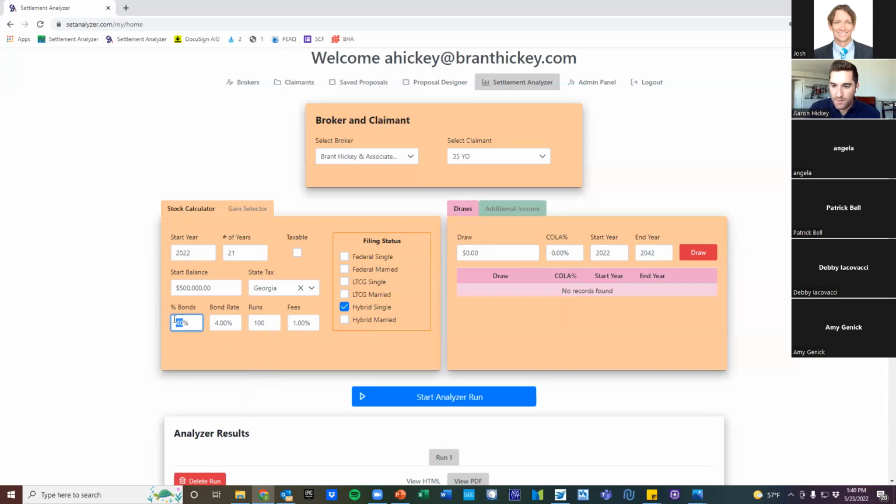Same principle going forward. Perhaps this couple is going to be a little more aggressive. So they're going to put 70% into stocks and only 30% into bonds. We'll keep our number of runs and iterations the same, our bond rate the same, and we'll say our management fees are the same as well. We will change it to a hybrid married tax bracket because we're going to, again, assume that this individual is married. Over to our draw column.